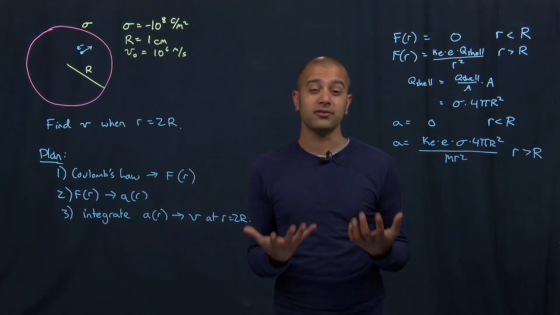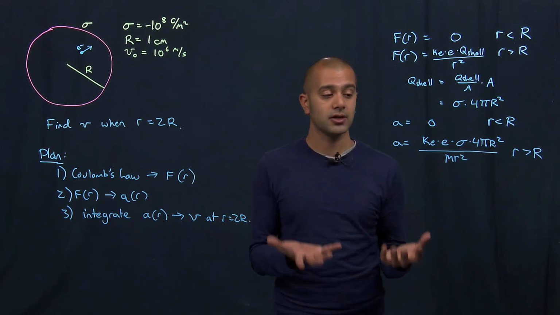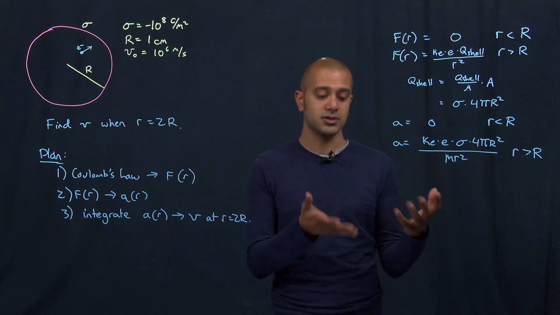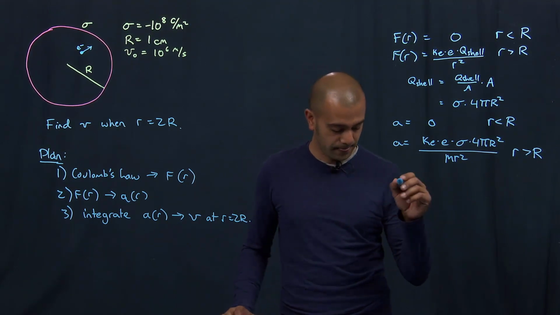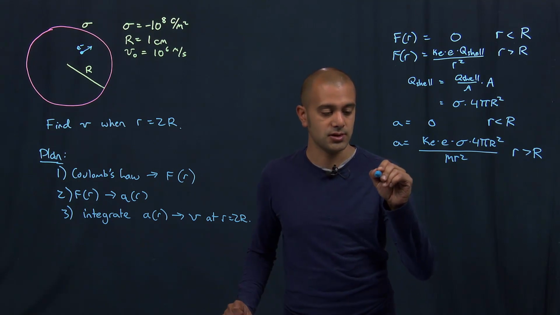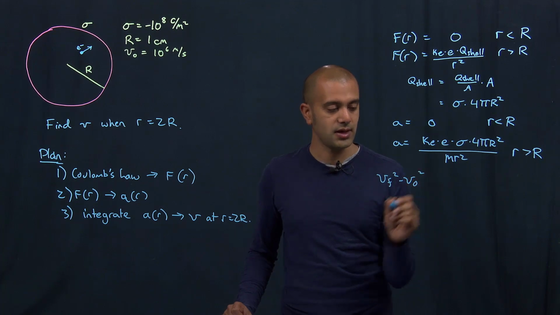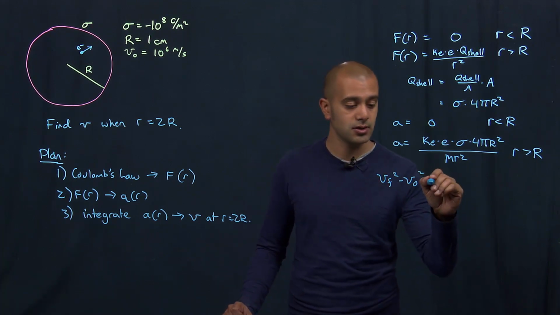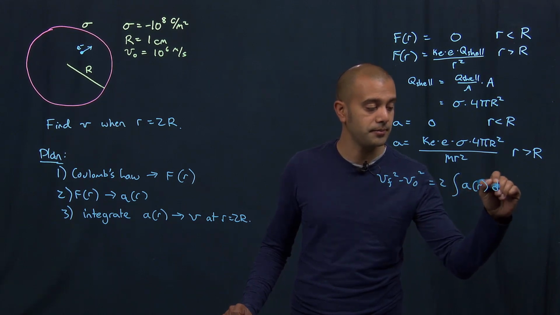We may be more familiar with the fact that to find a velocity, we integrate acceleration over time, but we don't have acceleration here as a function of time, we have it as a function of distance. So the relevant formula here, which may be a little less familiar than the one we typically use, says that the difference of the squares of the velocities equals 2 times the integral of the acceleration over the distance squared.